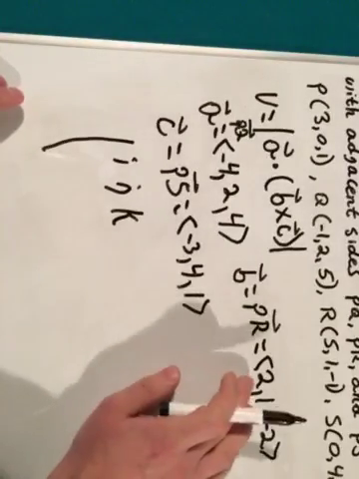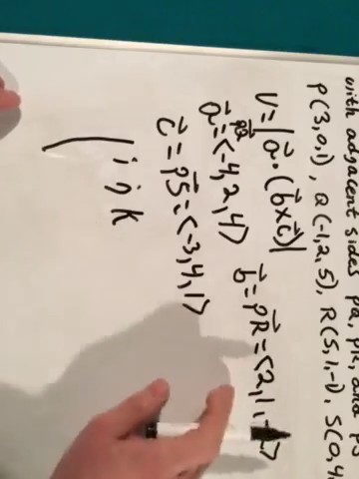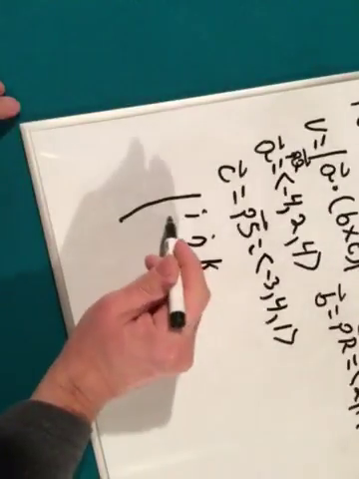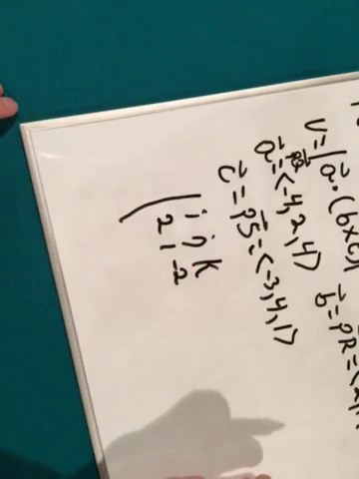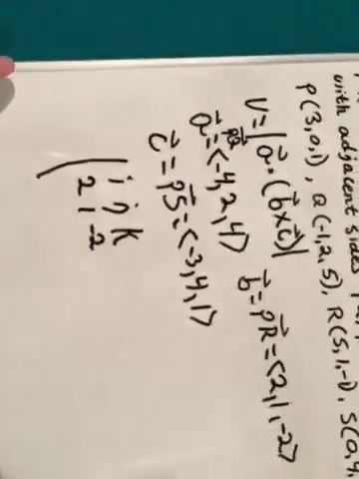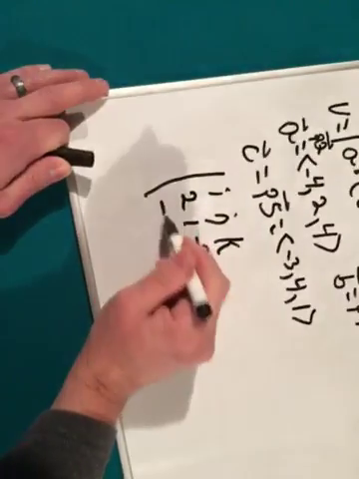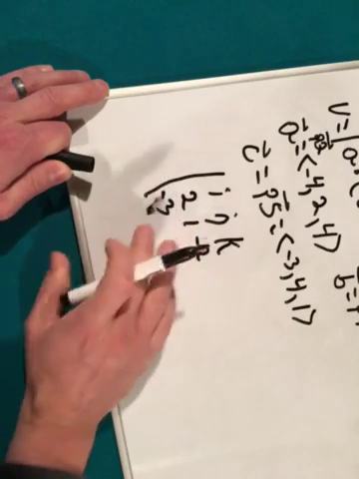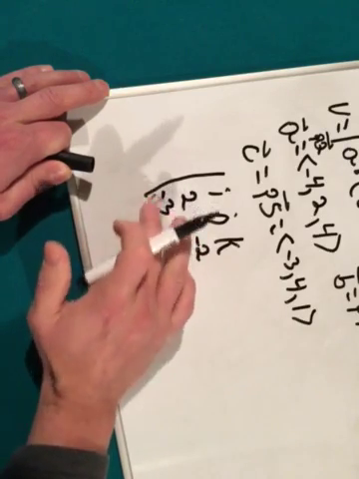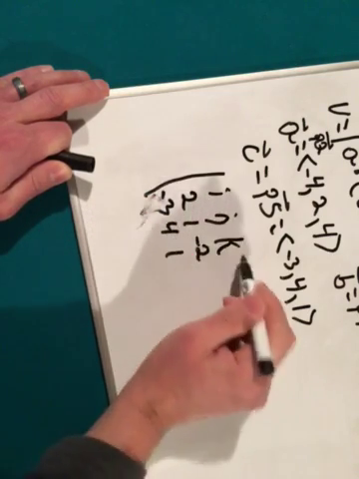Well, B was 2, 1, -2. So just the components of B, which is 2, 1, -2, and then the components of C, right? Because B cross C, and C was negative 3, 4, 1. So negative 3, 4, 1.